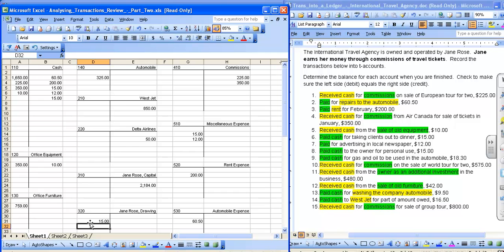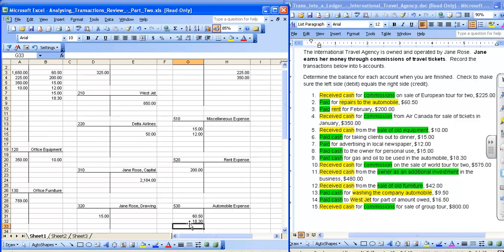Transaction number 9. Paid cash for gas and oil to be used in the automobile. So once again, we paid cash, so we're going to put it on the credit side of cash. And what are we paying for? We're paying for gas and oil to be used in the automobile. So once again, remember, we're not going to use the asset automobile because we're not buying a new automobile. We're going to have to use automobile expense to pay for that gas and oil.